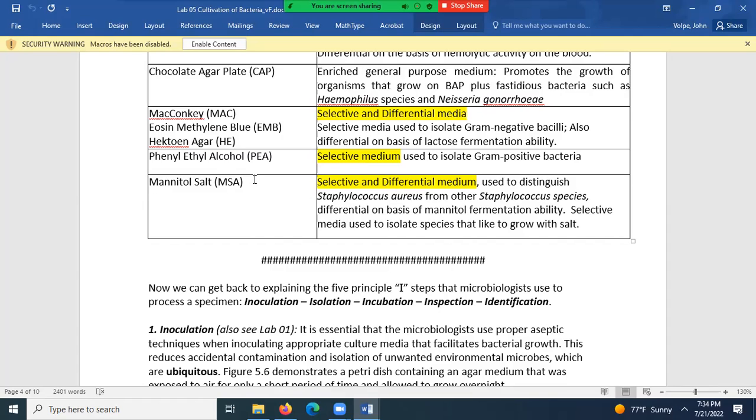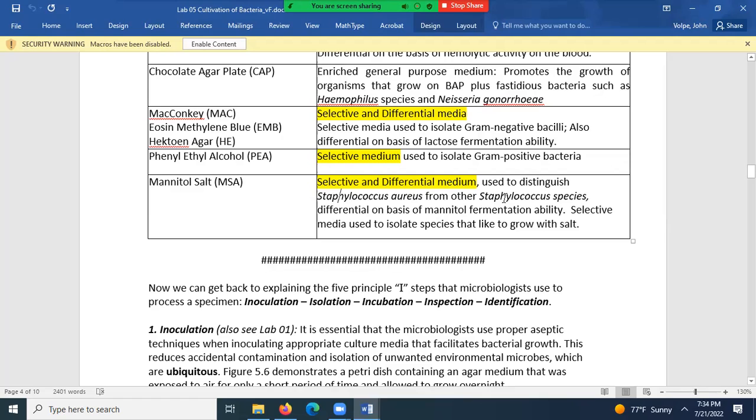Staphylococcus aureus can be grown on mannitol salt agar, and it will show a yellow pattern around the bacteria, and that'll allow you to differentiate Staphylococcus aureus, which is a human pathogen, from other staphylococcal species, which can grow on mannitol salt agar, but it will not turn yellow, at least most of them, staphylococcal species.